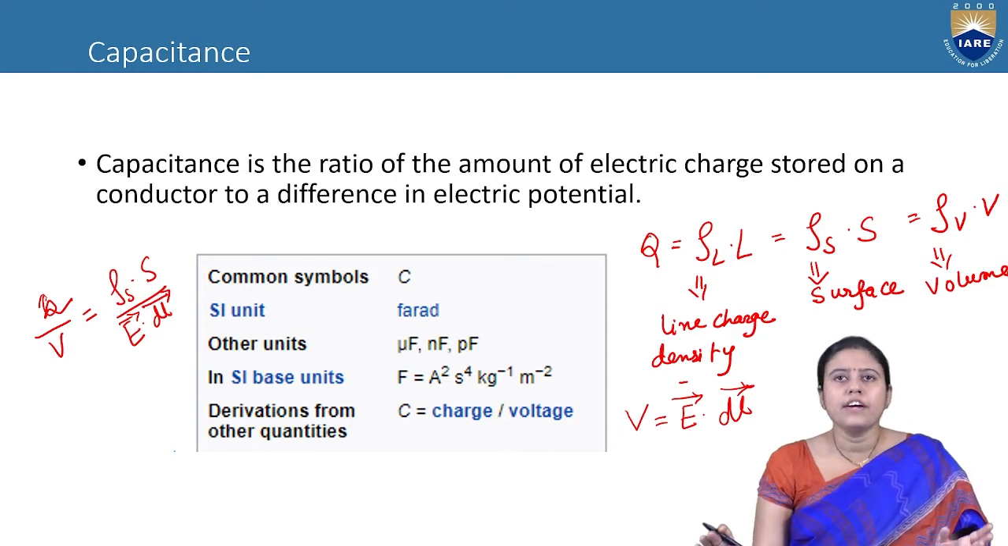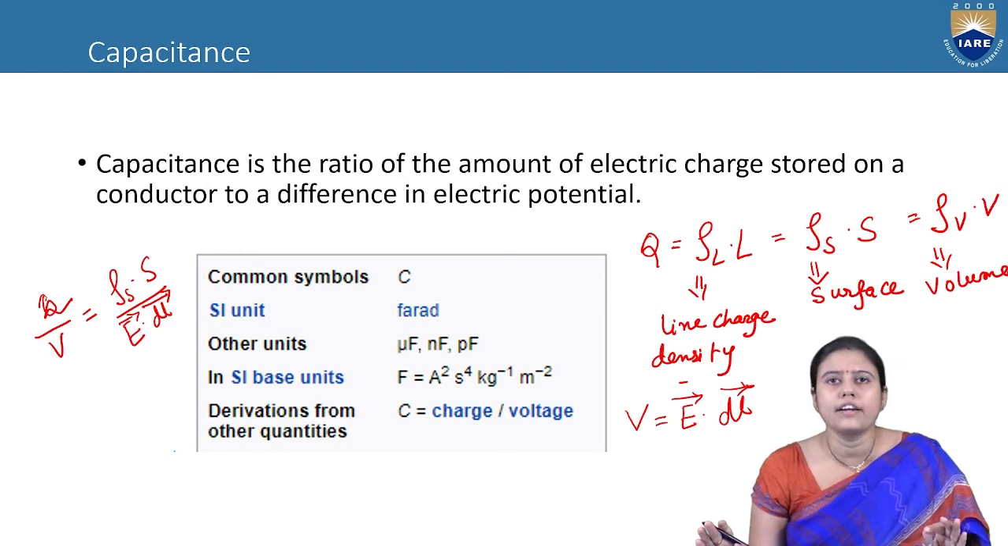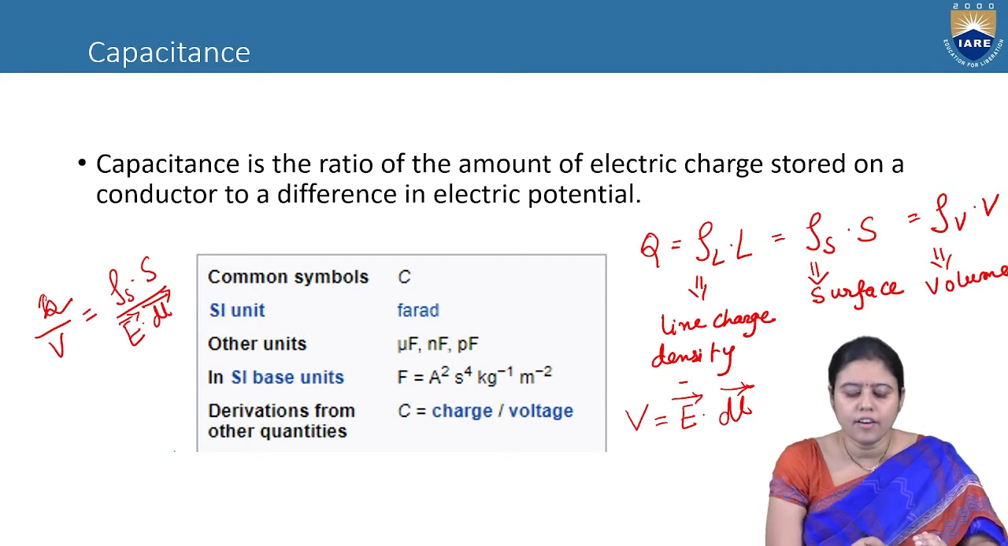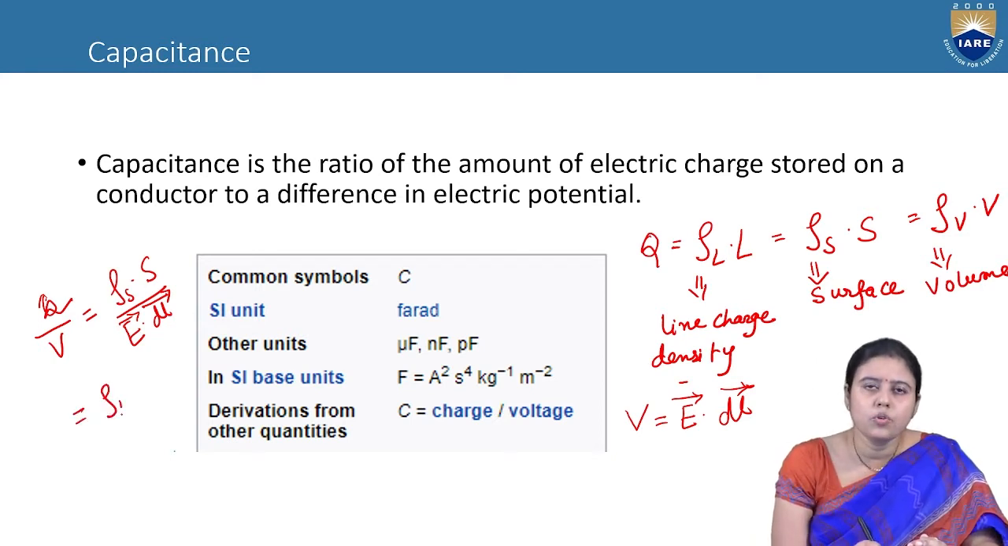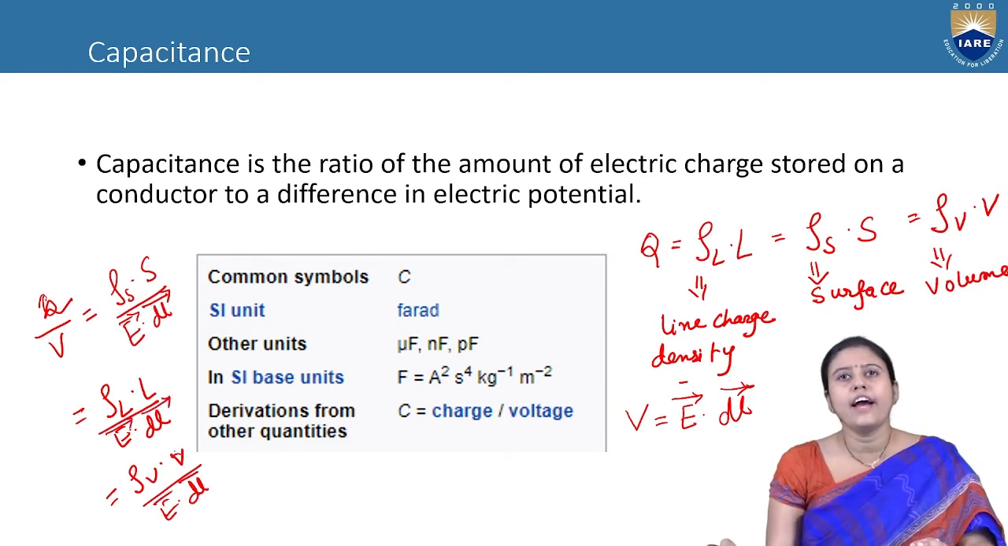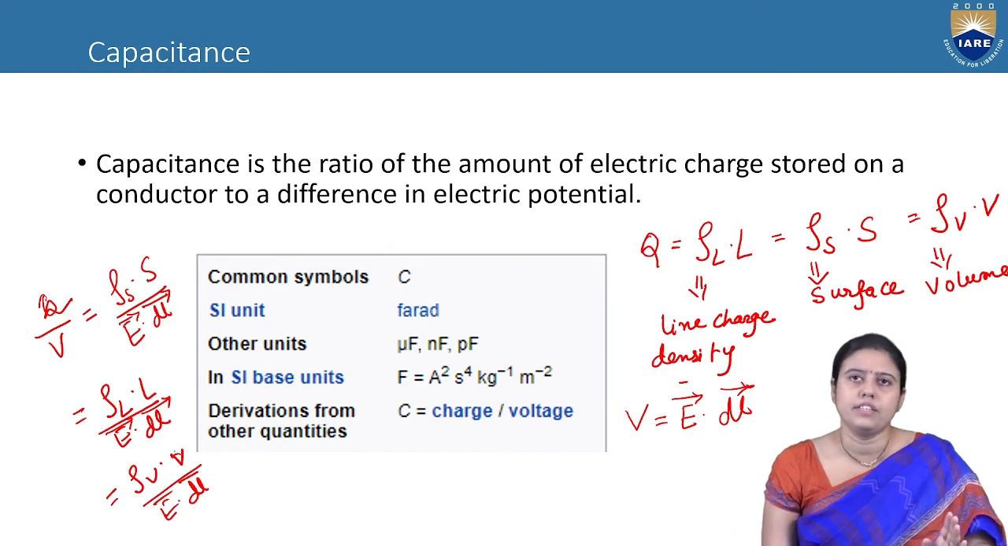So the first is C equals charge by voltage, and we can write it as rho S into S over the integral of E dot dl, or rho L into L over the integral of E dot dl, or rho V into V over the integral of E dot dl. So these three types we can write the charge. So these are the definitions of capacitance.